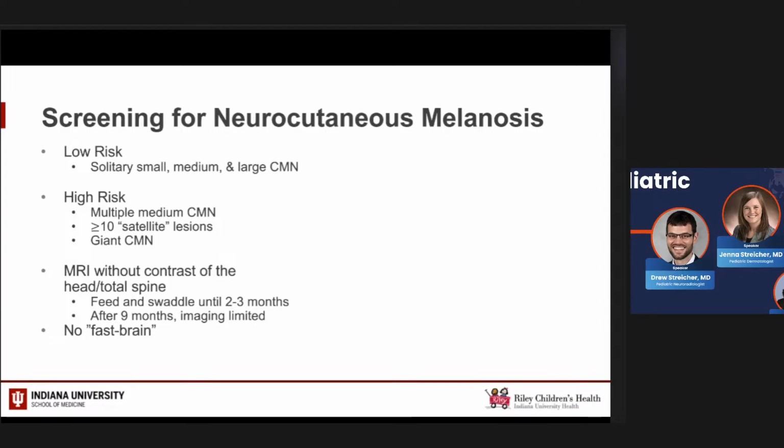High-risk patients for neurocutaneous melanosis are those with multiple medium lesions. So a baby comes into me and they have one on the chest, one on the leg, and one on the back, all measuring in that medium-sized category. Those are ones that I would image.